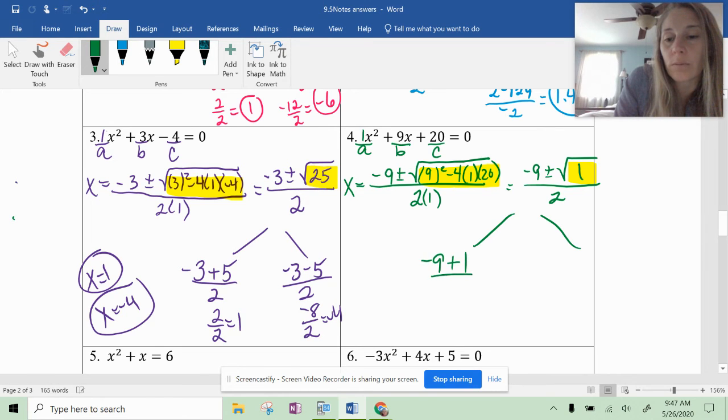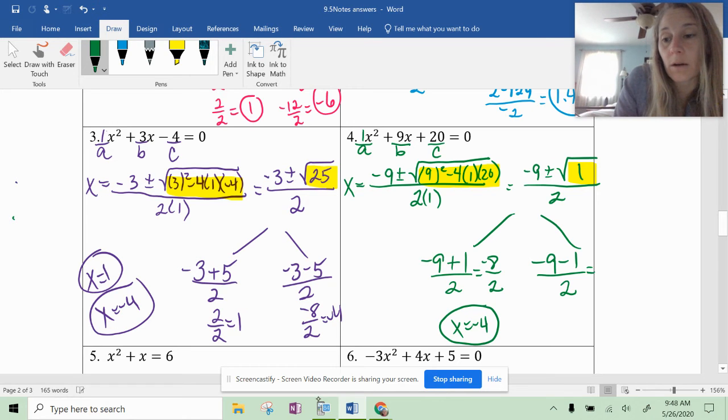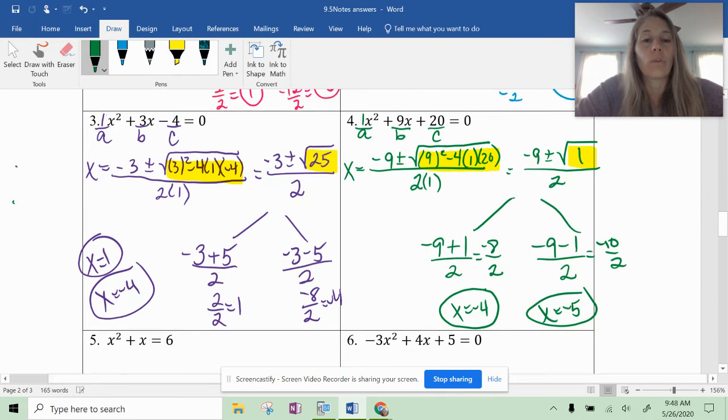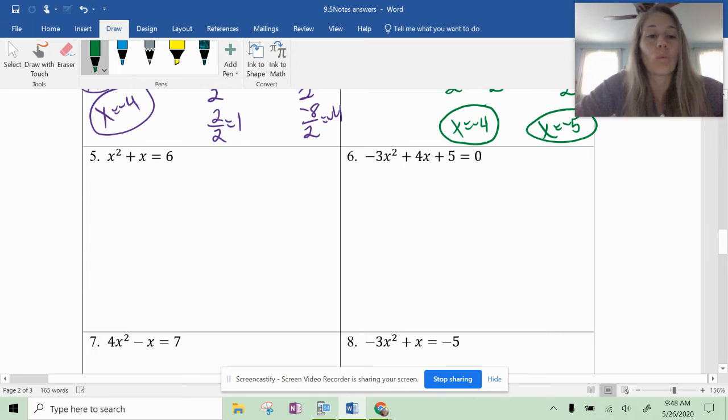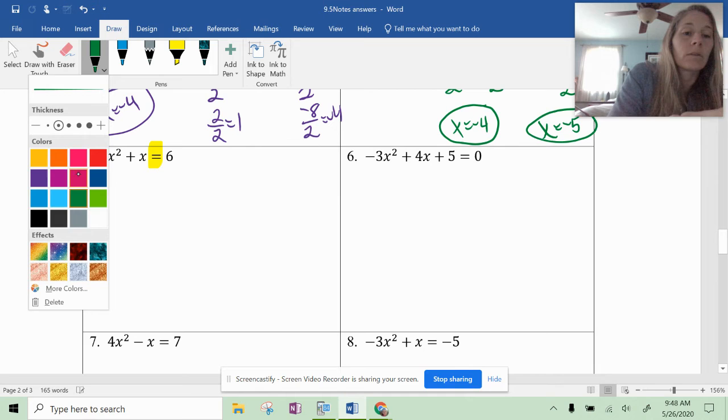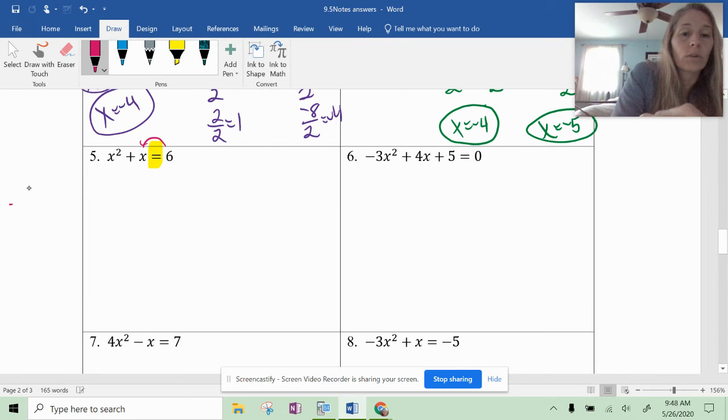So I have negative 9 plus 1 over 2, negative 9 minus 1 over 2, which is negative 8 over 2. So x is going to equal negative 4. Or here we get negative 10 over 2, so x will equal negative 5. Okay, so now when we get down to the next one, we'll notice that it's not in standard form. So this is where you're going to have to move something over to the other side. So we're going to move that 6 over. So the first thing I'm going to do is rewrite this: x squared plus x minus 6 equals 0.